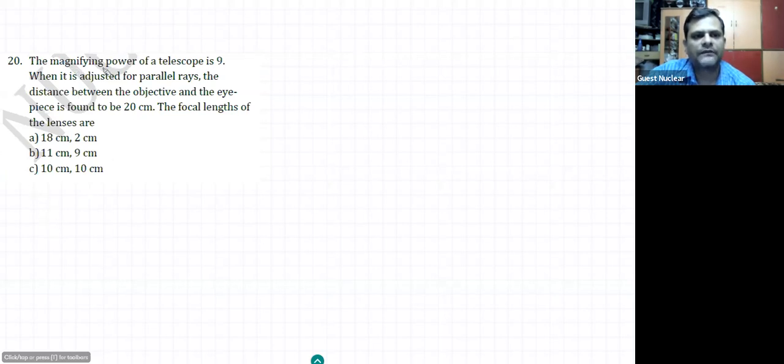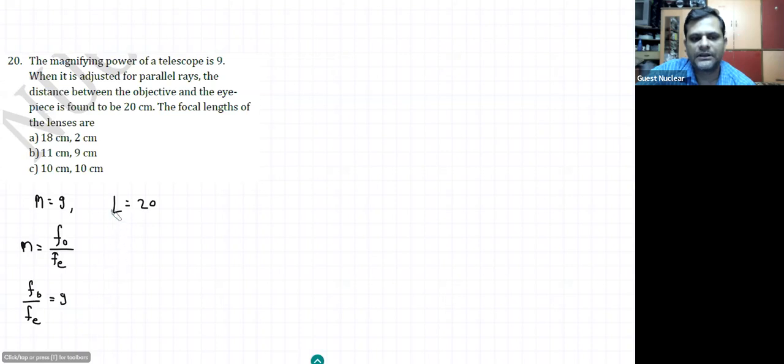Okay, so look, magnifying power of telescope is 9. M is equal to 9. And the distance between objective and eyepiece is found to be 20 centimeter. That means the length of telescope here is going to be 20 centimeter, right? So we know that the magnifying power of a telescope is FO upon FE, correct? FO upon FE का value M 9 दिया हुआ है. That means FO upon FE is going to be 9.